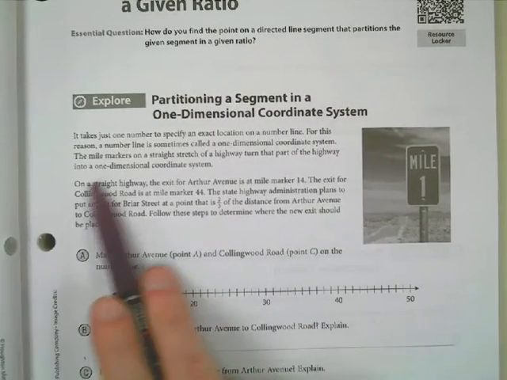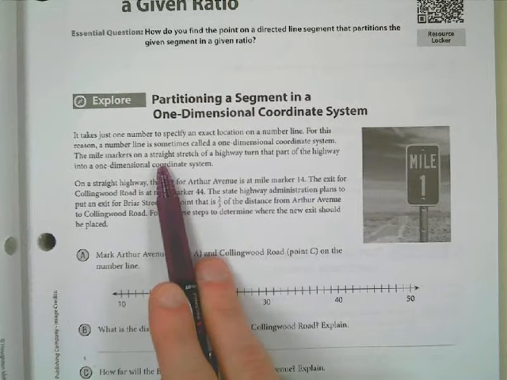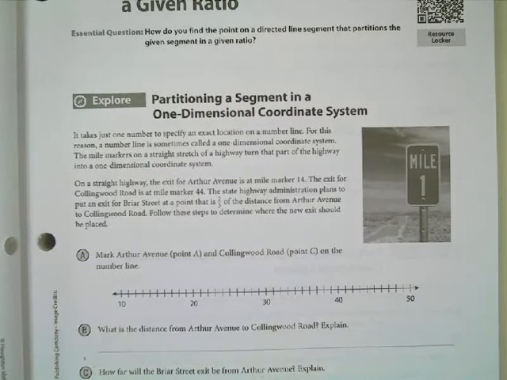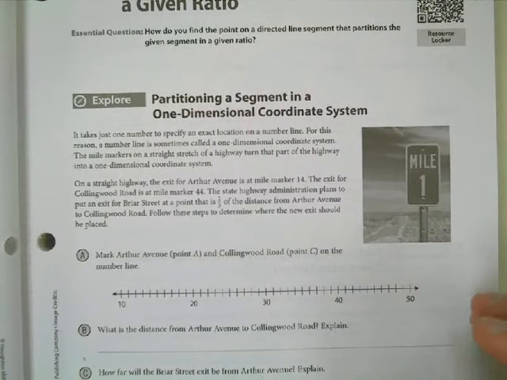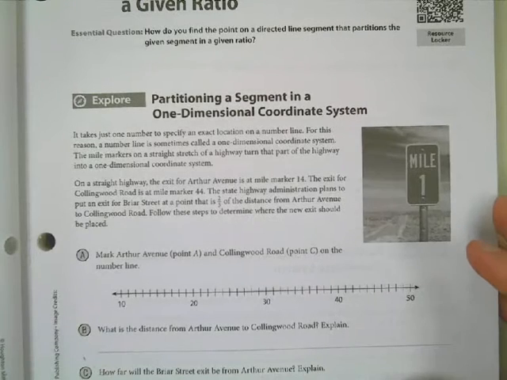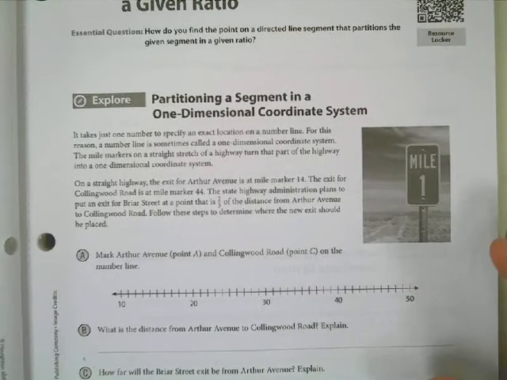The mile markers on a straight stretch of highway turn that part of the highway into a one-dimensional coordinate system. I don't know if you've ever noticed, but when you're driving on the highway, like on Interstate 70, there are mile markers, small green signs on the side of the road that tell you the number of miles that you're on. That's helpful because if you ever break down and want to call someone to come pick you up, you can tell them what mile marker you're near, so they can easily find you on the highway.